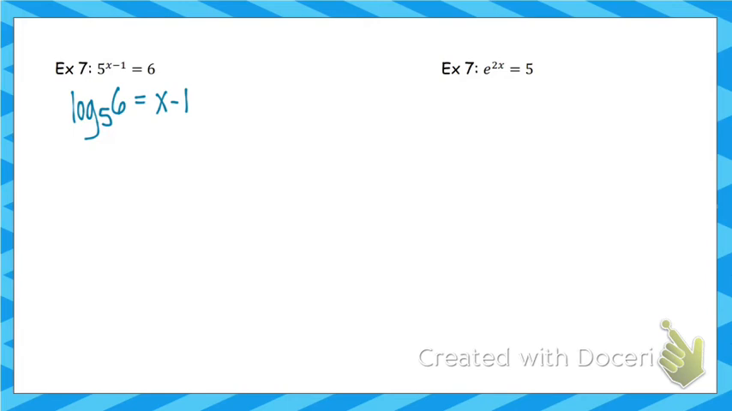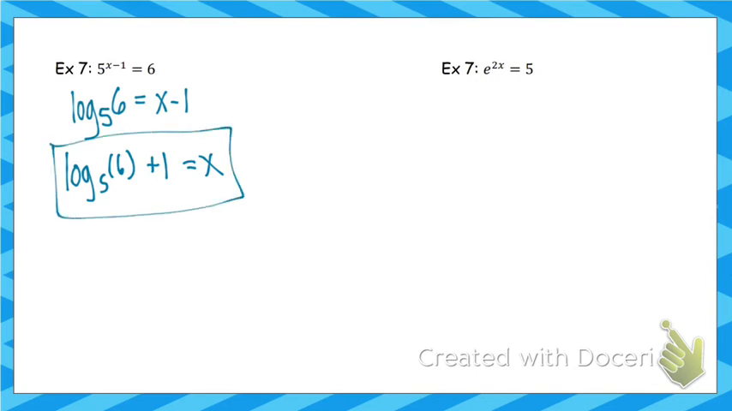Now at this point, to get x by itself, all we have to do is add 1. But remember, you're taking the log of 6. 6 is the argument. What that means is I can't just add 1 to the 6. The 6 is the argument, the 1 is not. I can't actually add the 6 and the 1 together. I have to leave it there.